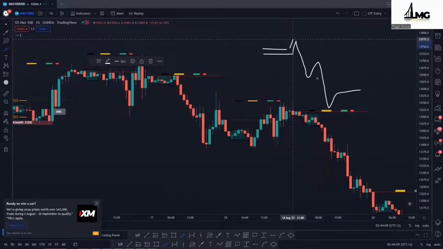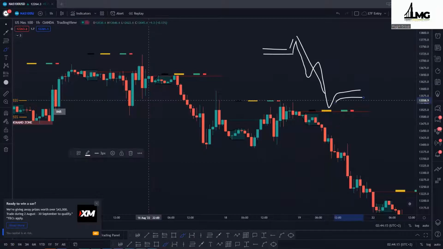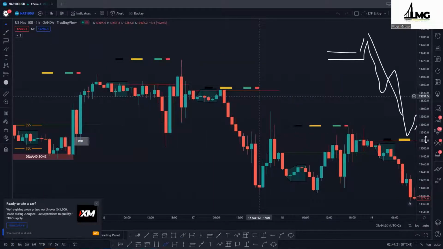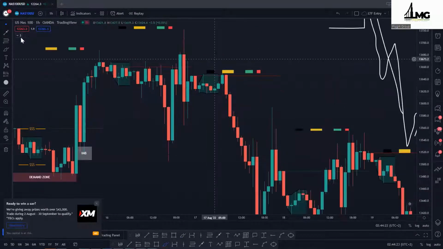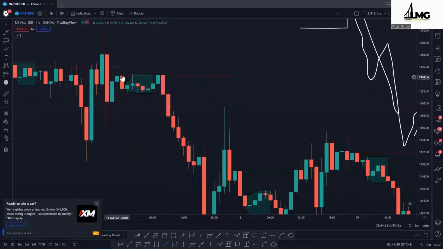Accumulation, manipulation, expansion, distribution, right? So I use this line to identify manipulation and whether manipulation has already taken place. So what do we see here? We see price opening up at this point, right? So let me try to hide that, to hide the ICT users. Okay, perfect. So we see price opening up, and then what happens when price opens up at this point?